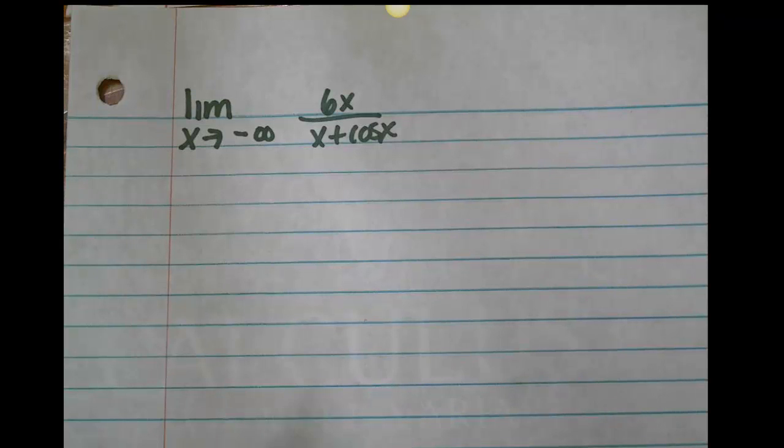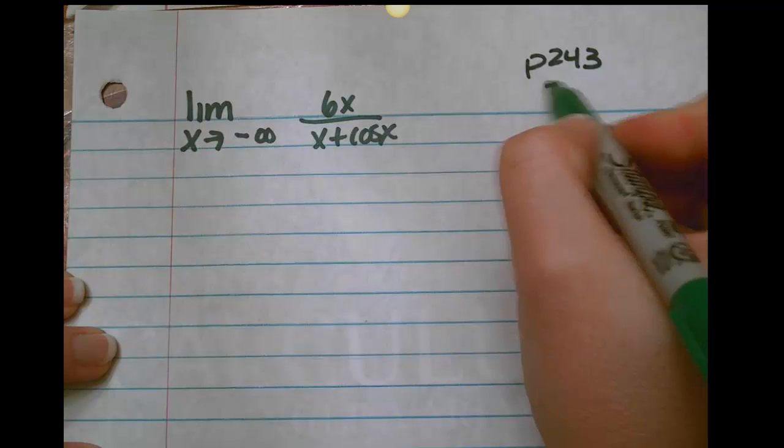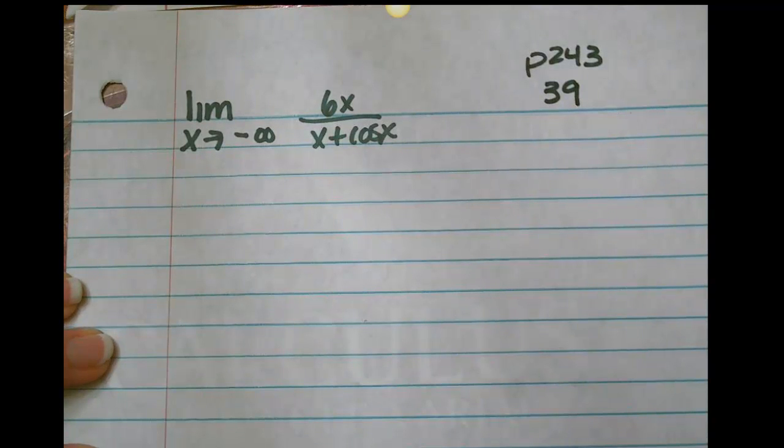Okay, so this is page 243. I believe this is problem 39. And we have the limit as x approaches negative infinity of 6x over x plus cosine x. So see if this makes sense.